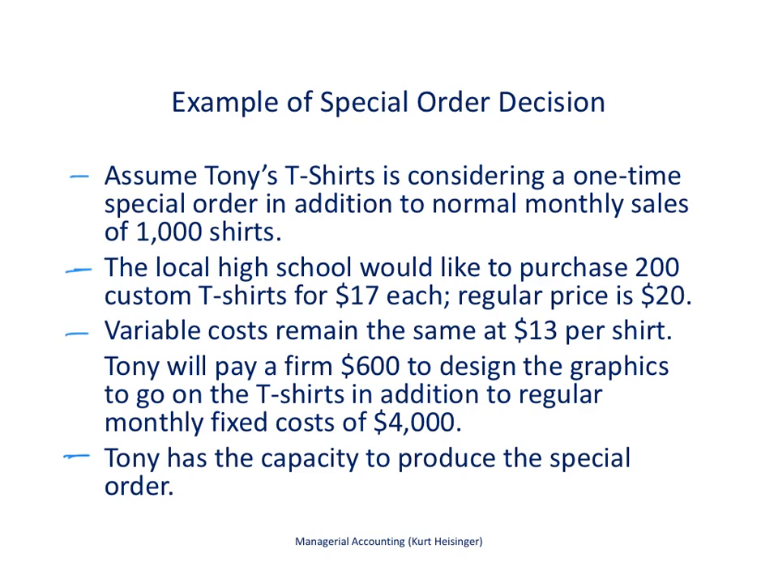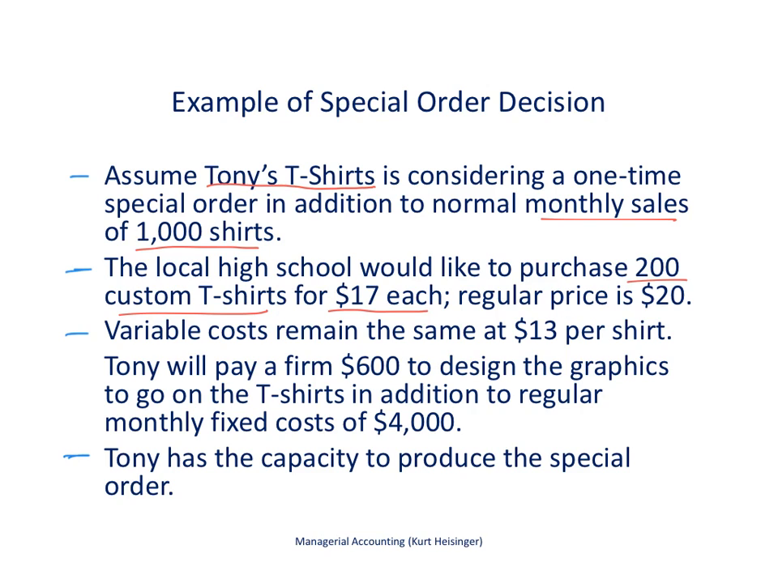Here's an example of a special order decision that we're going to have to make, and the detail analysis is on the next slide, but let me give you the information here first. Let's assume that our company is Tony's T-shirts and that we produce T-shirts with different graphics on them for our customers. Normally, in any given month, we have sales of about 1,000 shirts. We have, in the second bullet point here, a special order that has come in that we have to decide on. We've got a local high school that's come to us and said, we'd like to purchase 200 custom T-shirts, and we'd like you to give us a deal of $17 each because our regular price is 20 bucks.